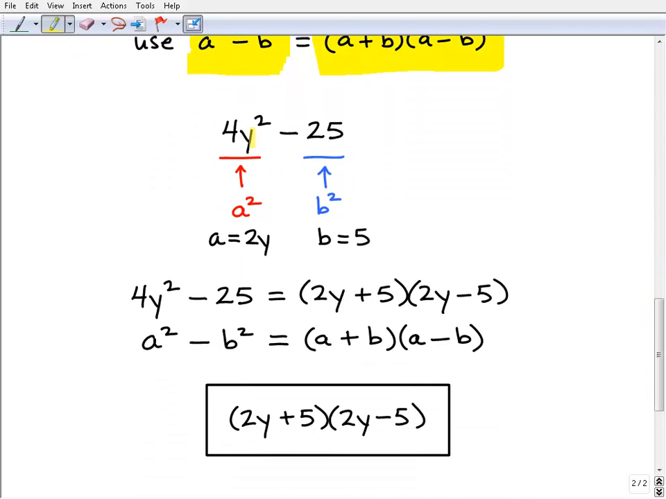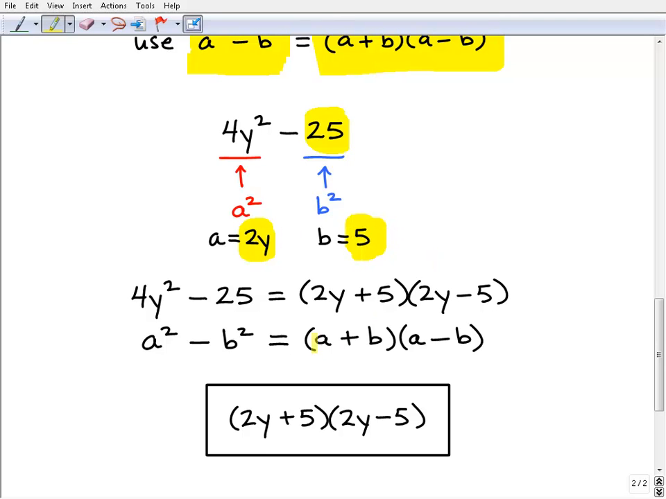Okay, so we have 4y squared minus 25, and this is going to be our a squared minus b squared. So we're looking to find the square root so we can find a. This is what's actually going to be in our factors here. So 2y, as I indicated earlier, is a, and then b is going to be the square root of 25, which is 5. So this is our a and b.